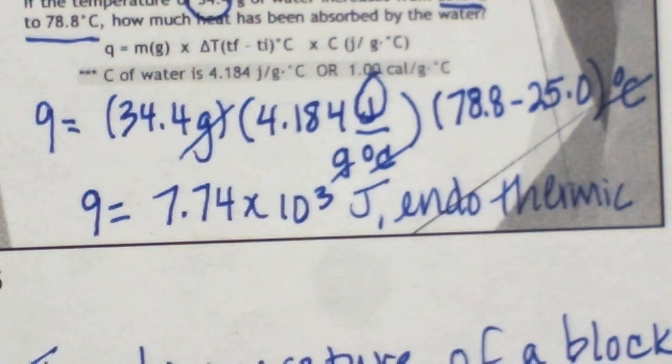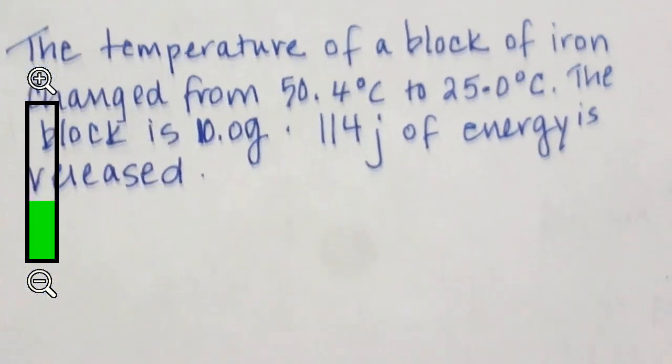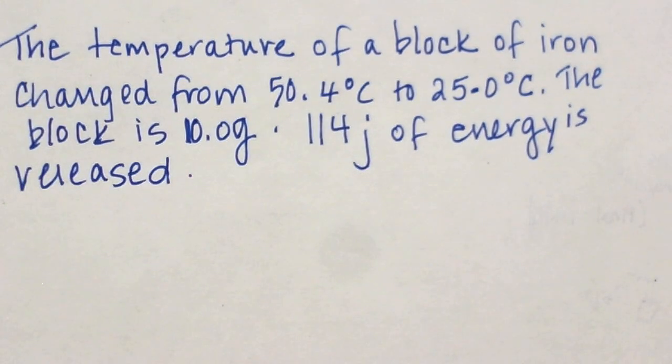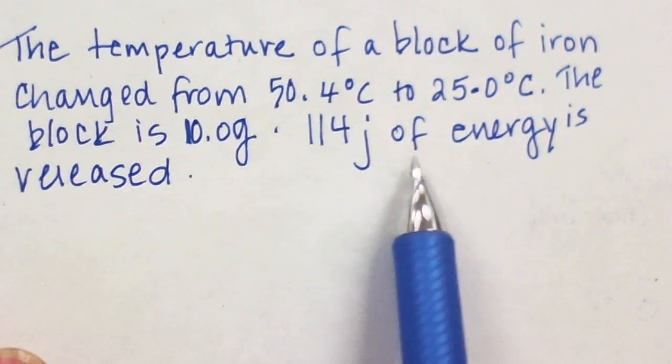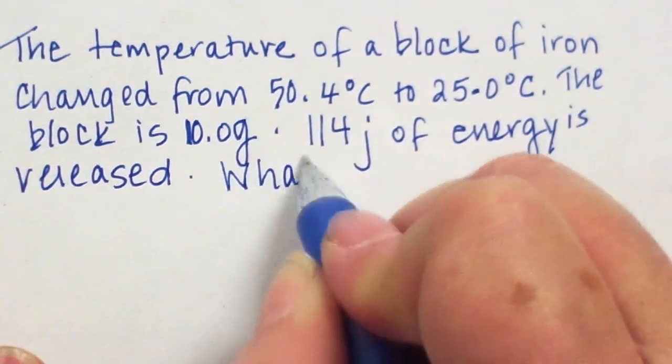Okay, let's do a problem. Here we go. Your problem, ready? The temperature of a block of iron changed from 50.4 degrees Celsius to 25.0 degrees Celsius. The block is 10.0 grams, and 114 joules of energy is released. What is the specific heat?